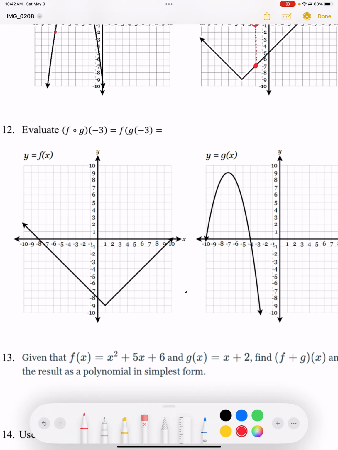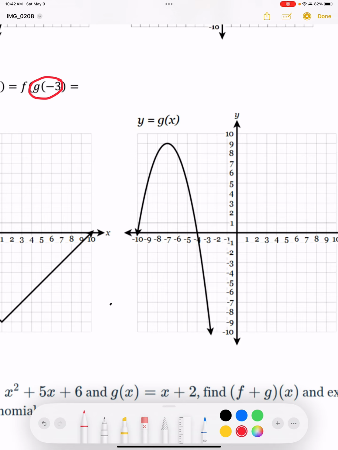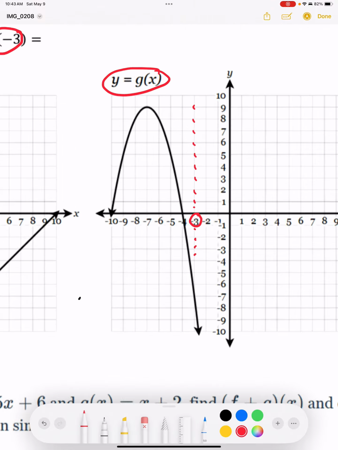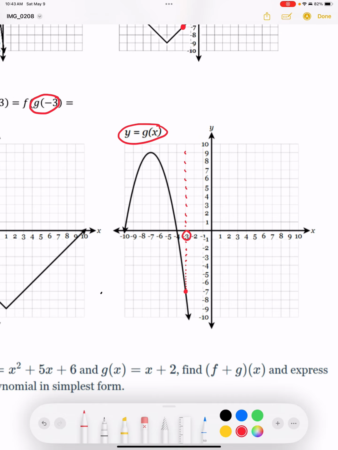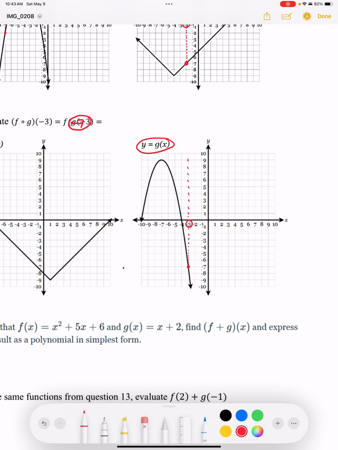Number 12, evaluate f of g of -3. So you are going to start at -3 on the g graph. So that's the one on the right, because this one says G and the one on the left said F. So we're going to go to -3. Here's -3. Is the graph above it? No, there's nothing above it. It's below. How far do we have to go down to hit the graph? And make sure it's hitting at the corner. So it'd be here, -7. So this part is a -7.